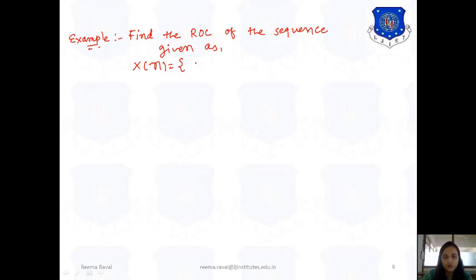Let's say, for example, you are asked to find the ROC of the discrete time sequence given as x of n equals 1, 3, 2, 1.